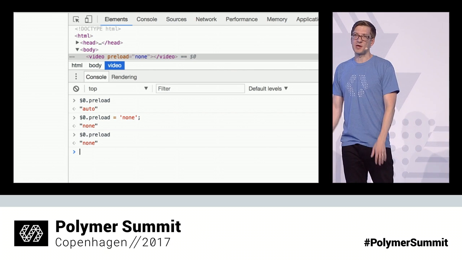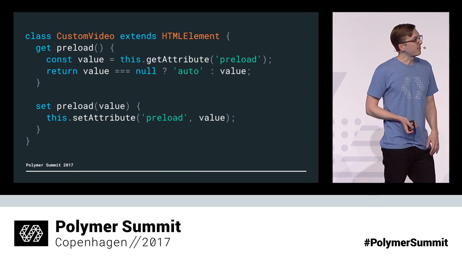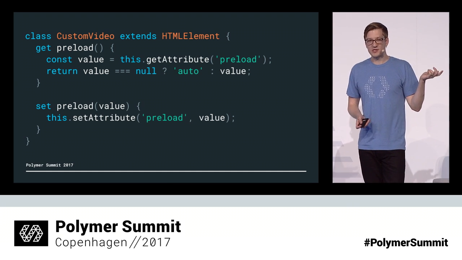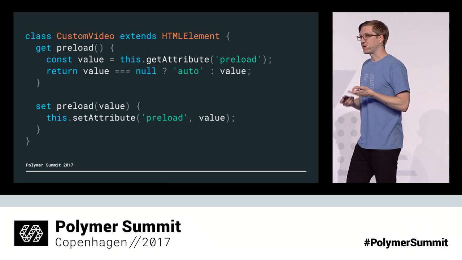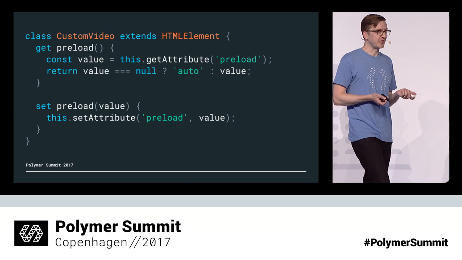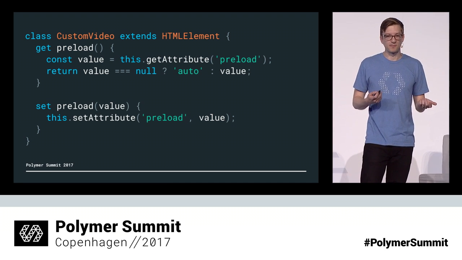Can we mimic the behavior of built-in elements with our own elements? My understanding from talking to spec authors is that the way this behavior is implemented in native HTML is that there are getters and setters for all the properties. And the getters and setters are actually really dumb. The only thing they really do is reflect back and forth to the attribute.